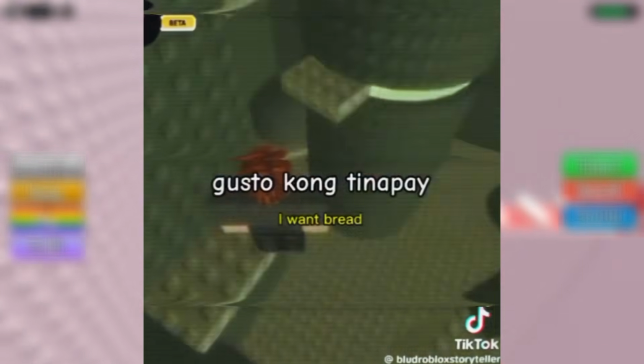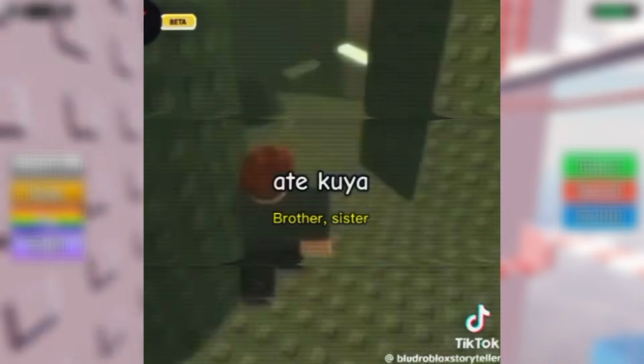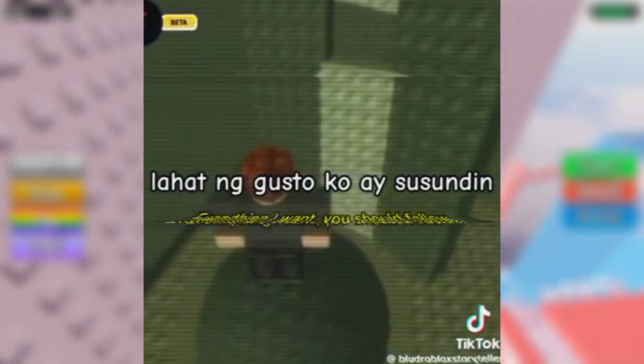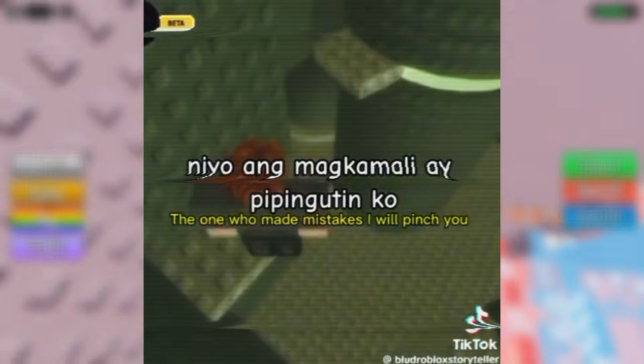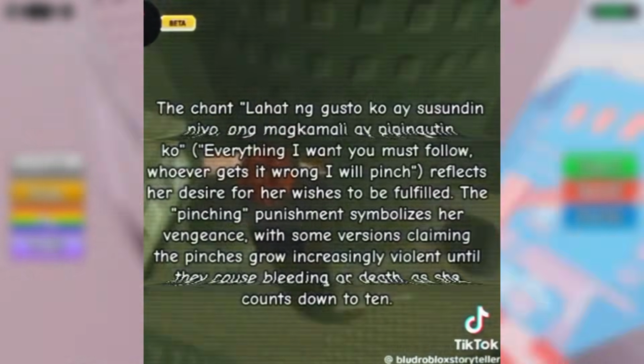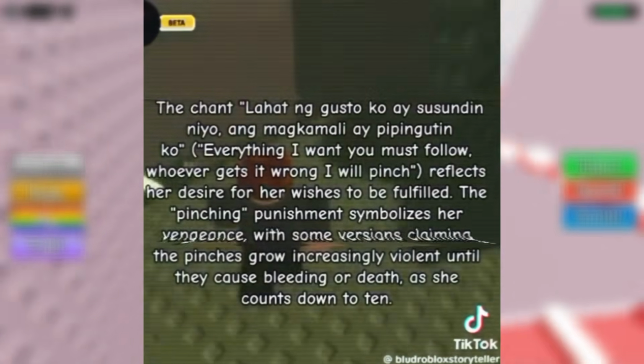Nanay, tatay, gusto ko ng tinapay. Ate, kuya, gusto ko ng kape. Lahat ng gusto ko ay susundin n'yo. Ang magkamali ay pipingutin ko.